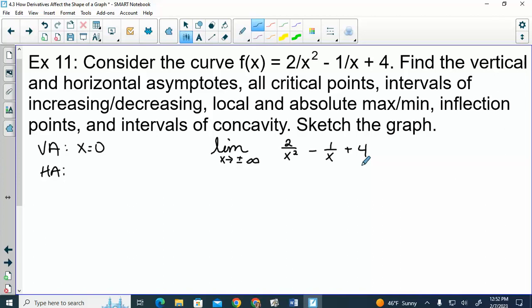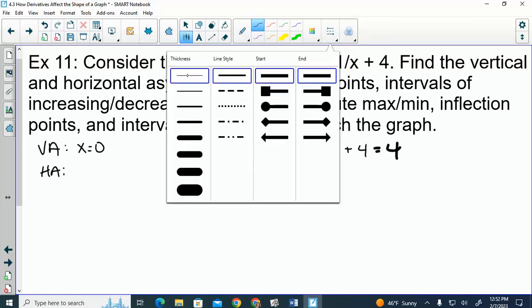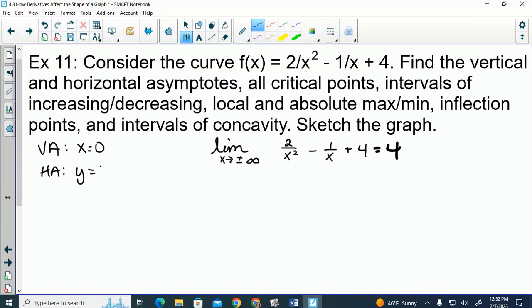Now remember, if you get a number over infinity, what's that turn into? 0. So this is 0 minus 0 plus 4, so we just get 4. So I have a horizontal asymptote, y equals 4.